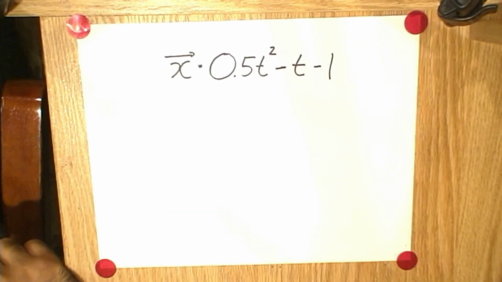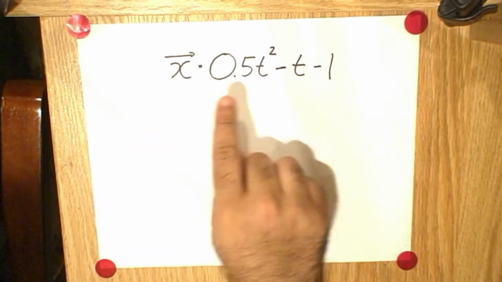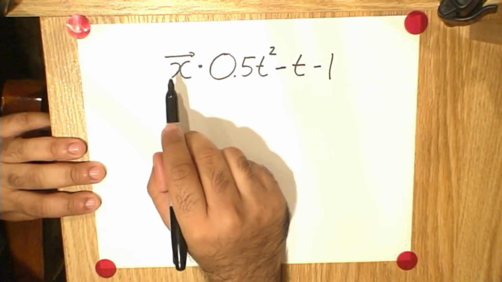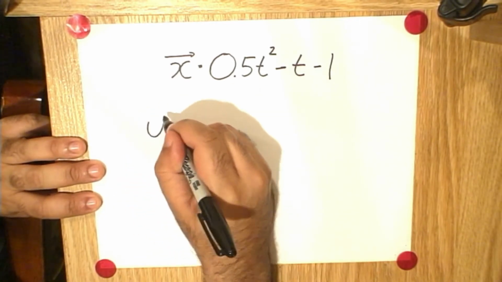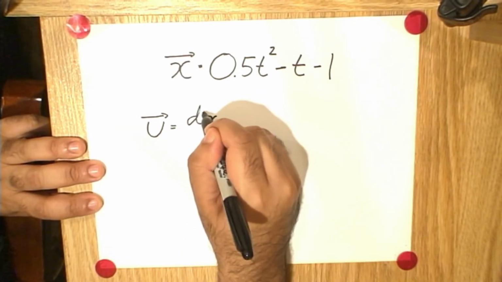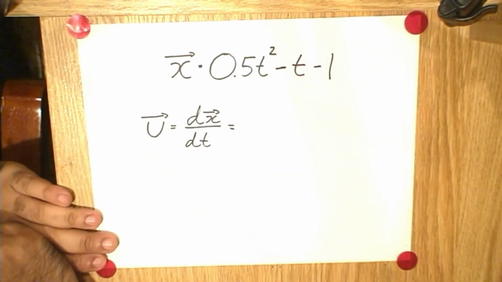In this question, we were told that the position of the object was being given by this equation, 0.5 times t squared minus t minus 1. So how do we determine the velocity? It's easy enough. Since we've been given the position as a function of time, the velocity of the particle is simply going to be the derivative of the position, because that's the definition of instantaneous velocity.